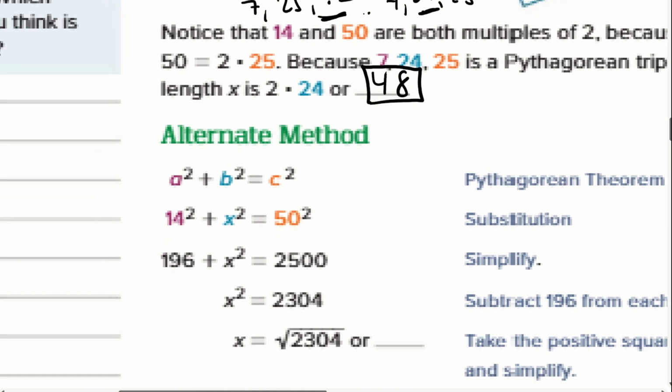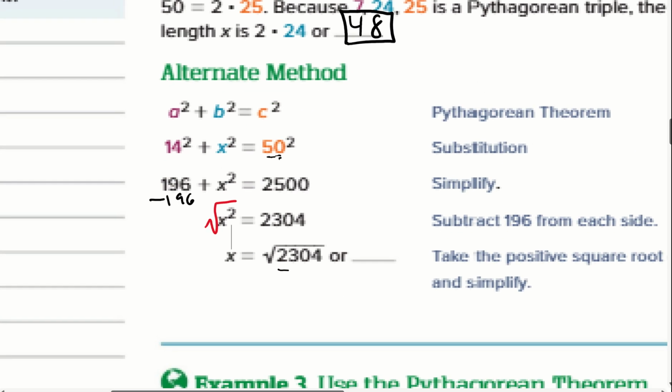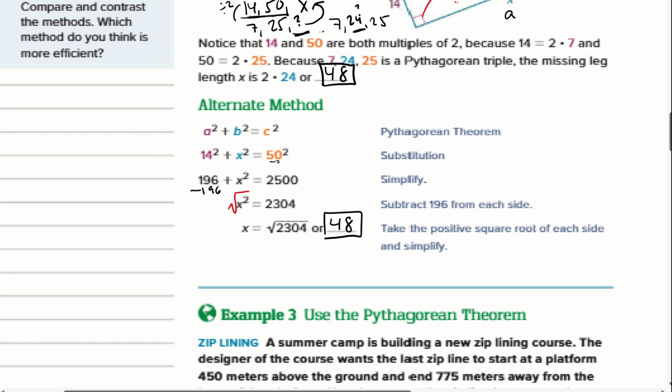All right, so we got 14 squared plus x squared equals 50 squared, since c is the biggest. 50 times 50 is 2,500. Subtract 196 on both sides to get 2,304. Take the square root of both sides. We get the square root of 2,304, and we already figured out that the square root of 2,304 is 48. Okay, and you just do that on the calculator.